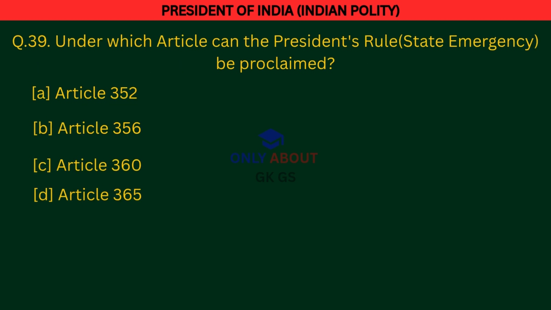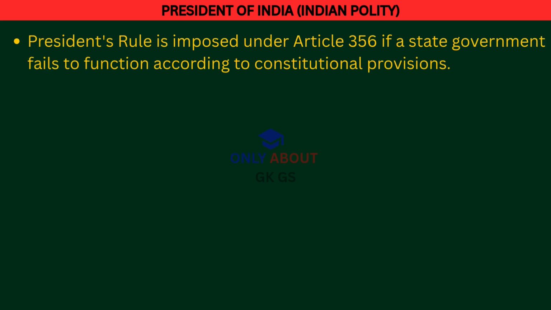Next question. Under which article can the President's Rule be proclaimed? Correct answer: Article 356. President's Rule is imposed under Article 356 if a state government fails to function according to constitutional provisions.